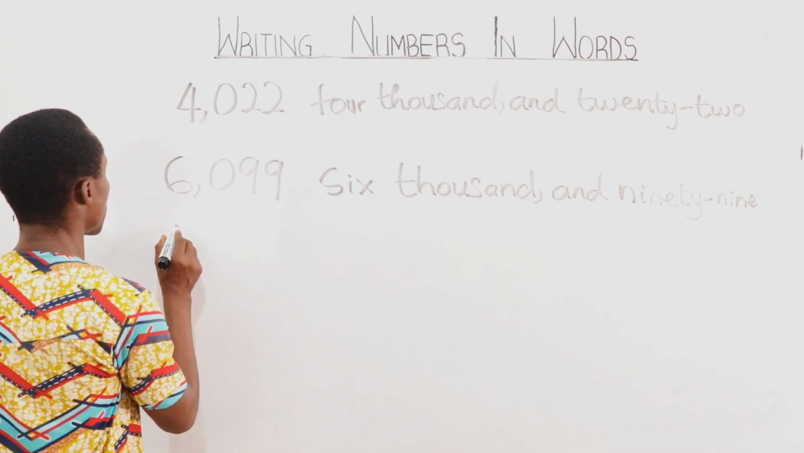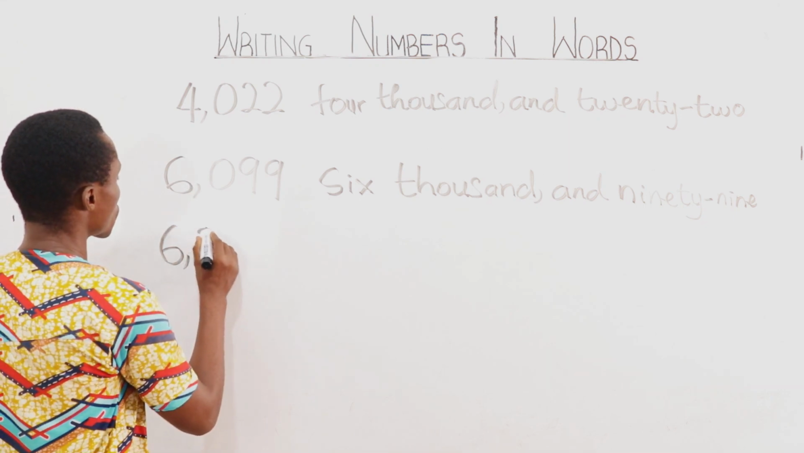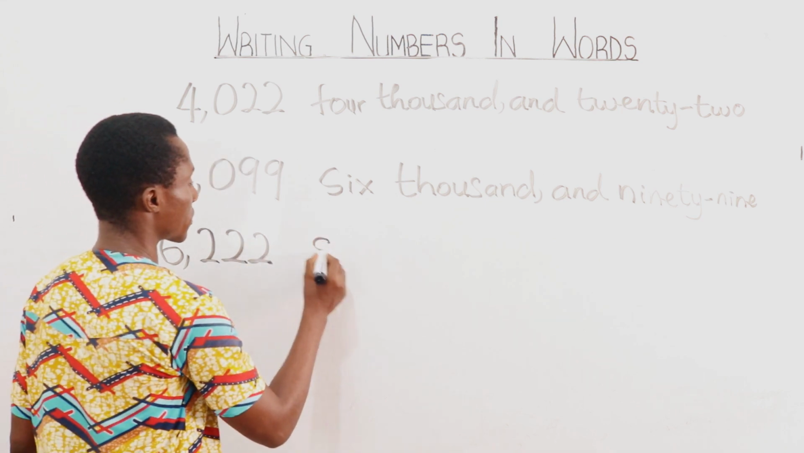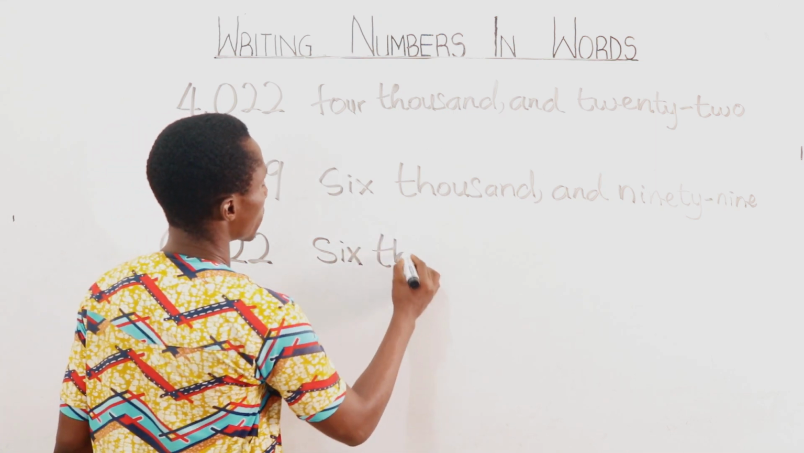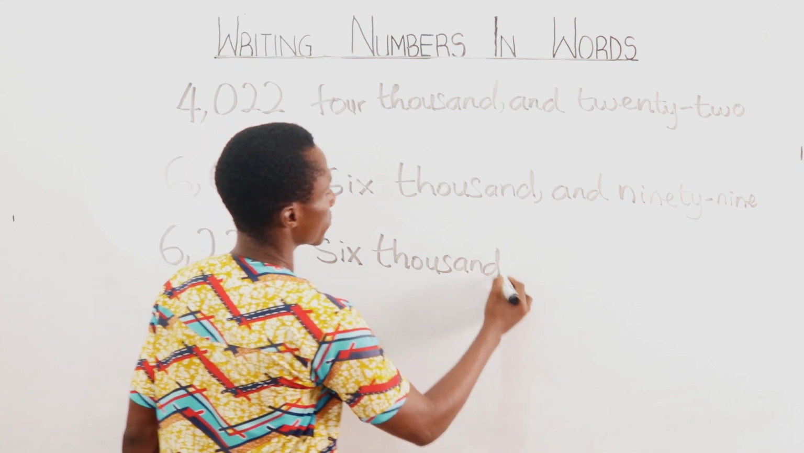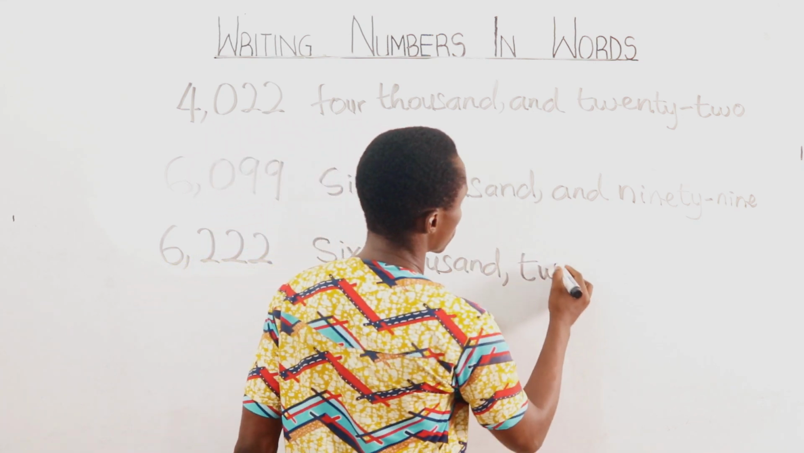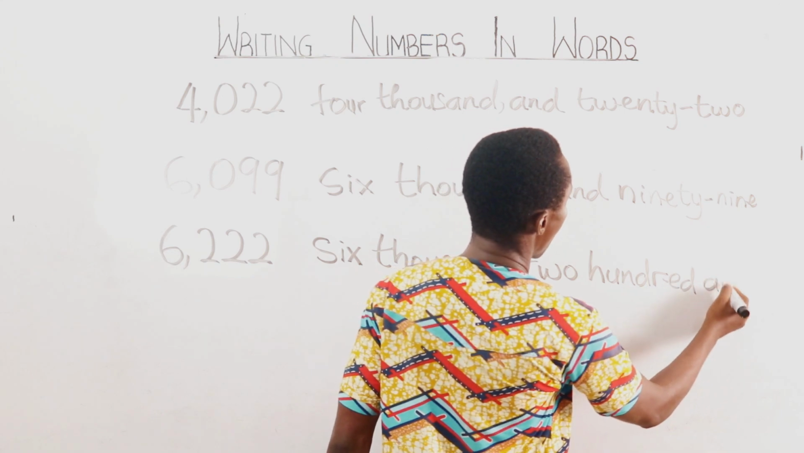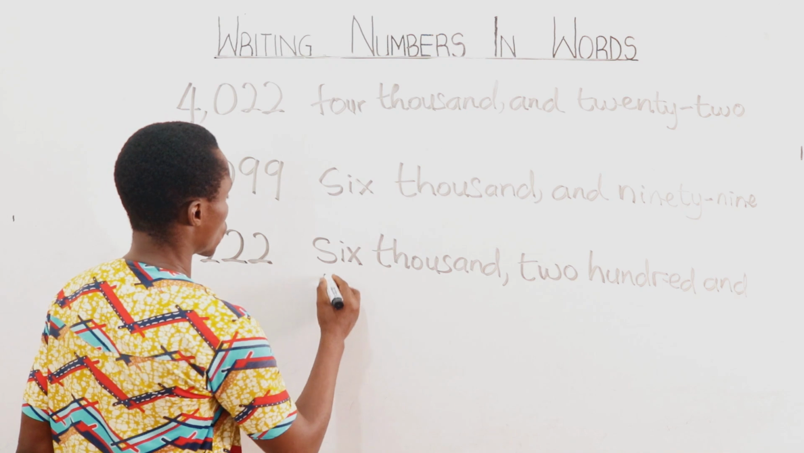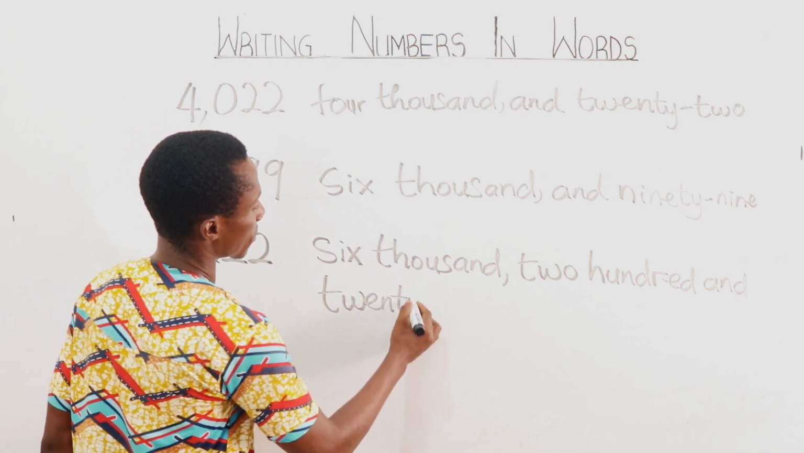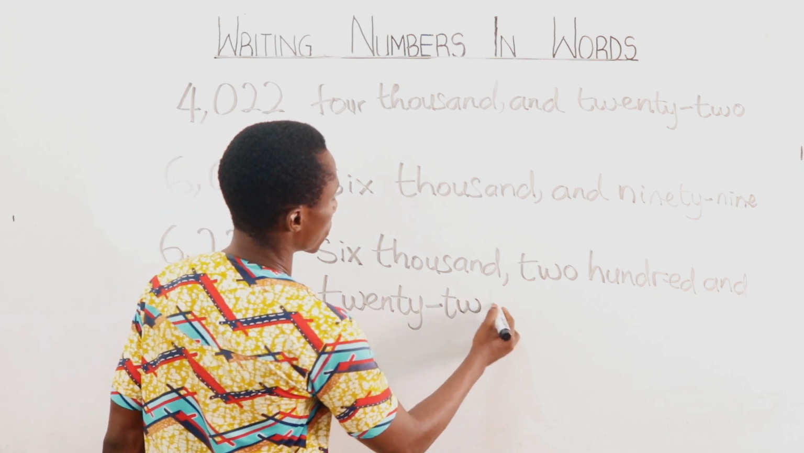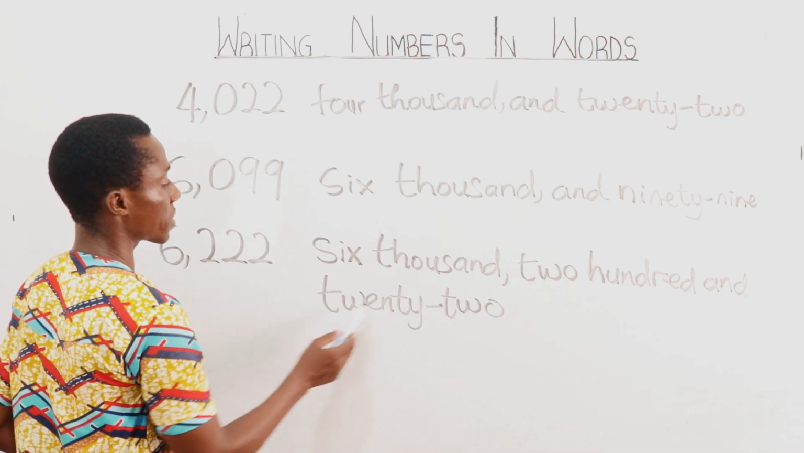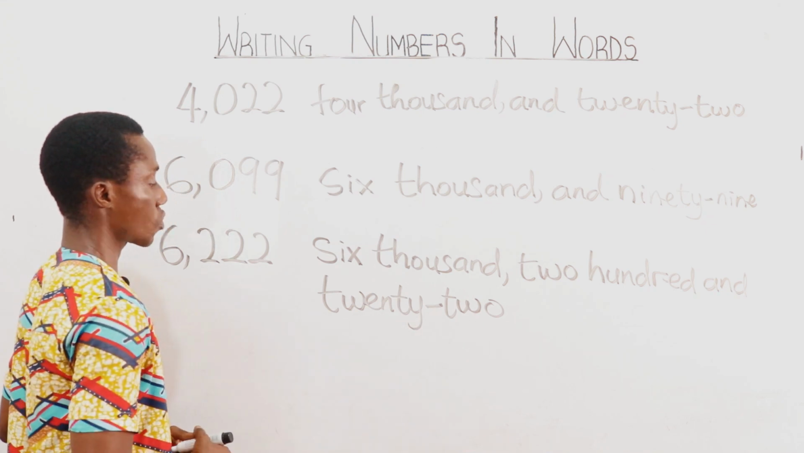Now let's look at examples with hundreds. So let's say we have 6,222, and that will be 6,000, 200 and 22. 22 is a compound number, and therefore we have a hyphen between 20 and 2.